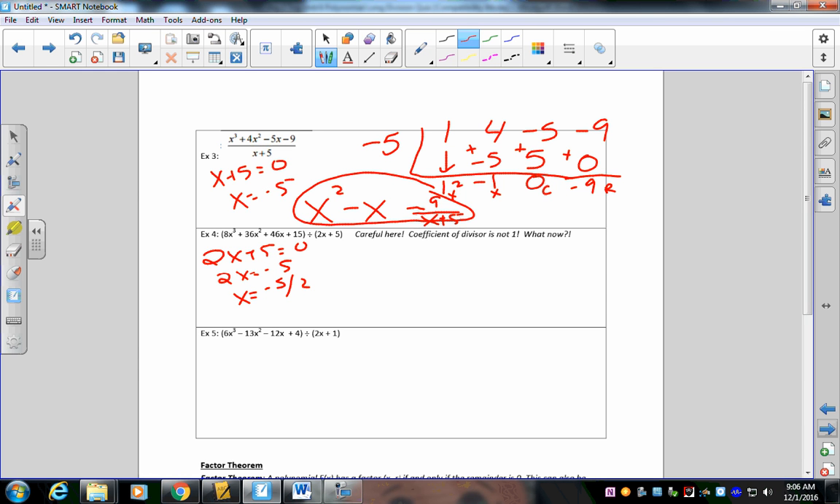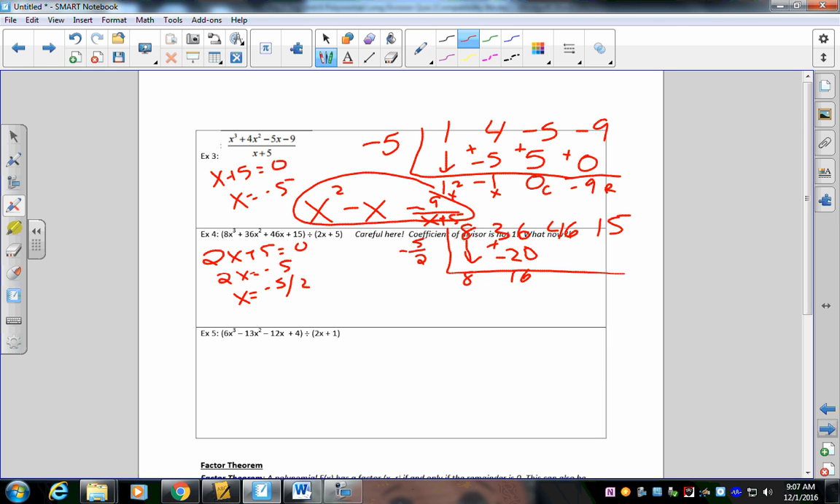So kind of like in completing the square, we could do it for other ones, but it could get messy. Same thing here. So when I go and divide, I've got -5/2. I have 8, 36, 46, and 15. So I'm going to do the same thing. Bring down my 8. When I multiply -5/2 by 8, I get -20. Add, which gives me 16.